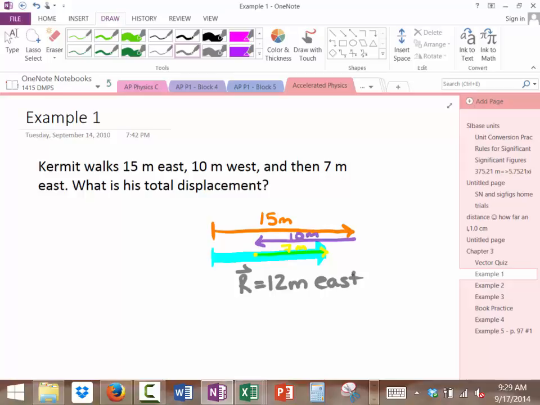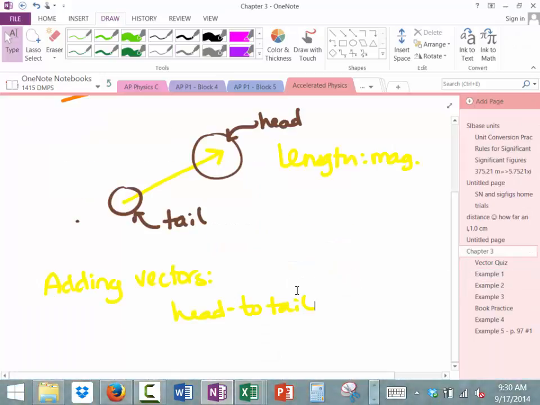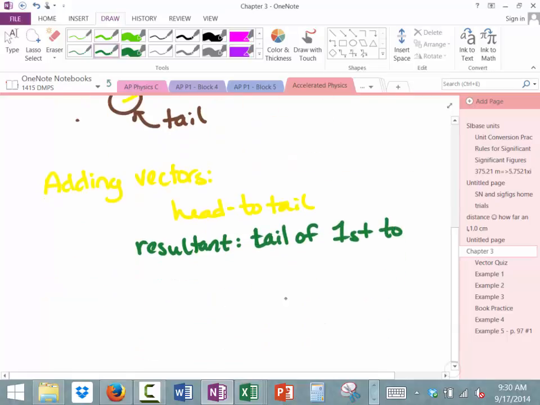Doable? Yeah. Okay. Everything else? Make sure. All right. So I'm going to write that down so we know. It's going to be head to tail, and the resultant will be drawn from the tail of the first to the head of the last. Okay.